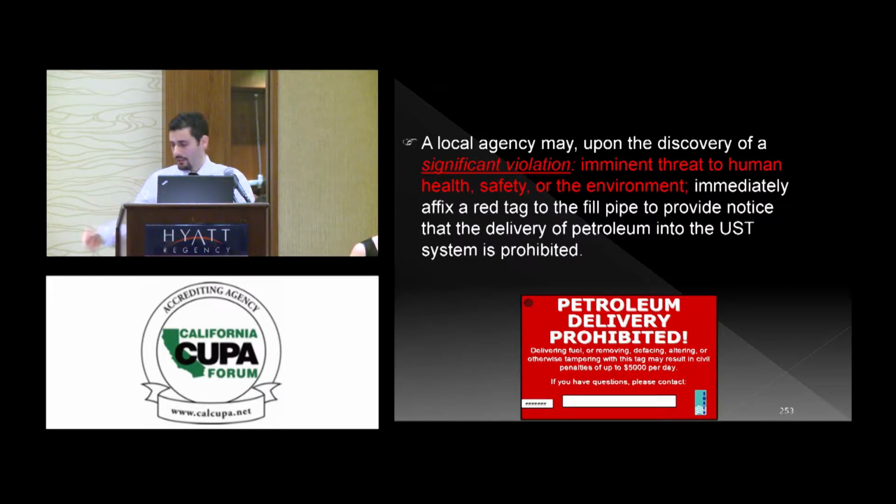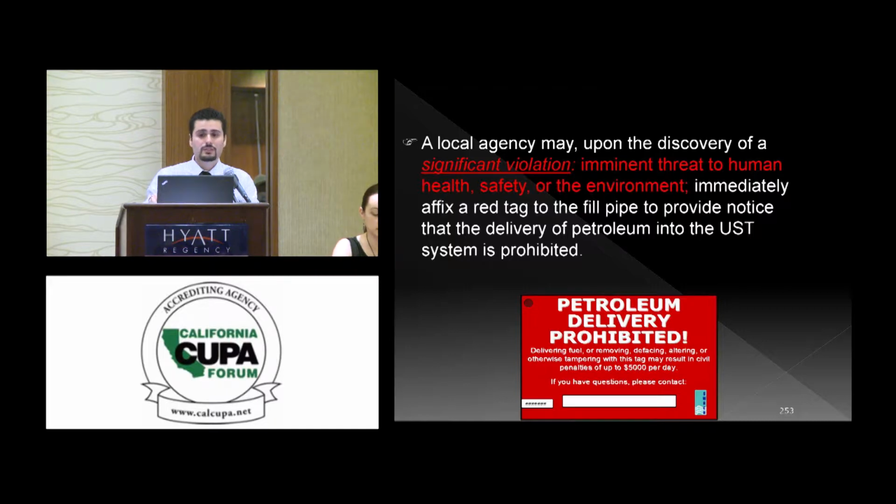And it's basically like what we see here. It's a tamper-proof bag or tamper-proof straps that we place on that fill pipe, so they can't get any deliveries. And we'll go over what the sticker says right now. But interestingly enough, let's say they got the red tag. Can they still dispense fuel?